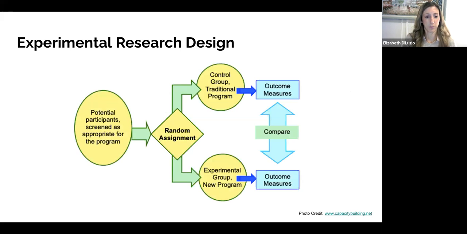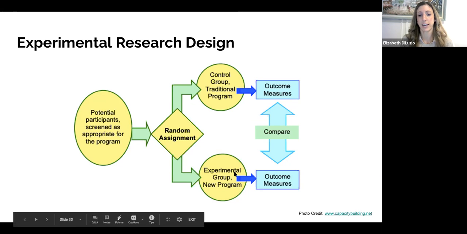And so if you're more of a visual person, this is what RCTs look like in a flow chart. So we start with all of the potential participants. They're all screened as being appropriate for the program. And then their random assignment takes place. So some of them are assigned into a traditional program or no program at all. And then others are assigned into the experimental group or this new program. And then the outcomes are measured and they're compared.